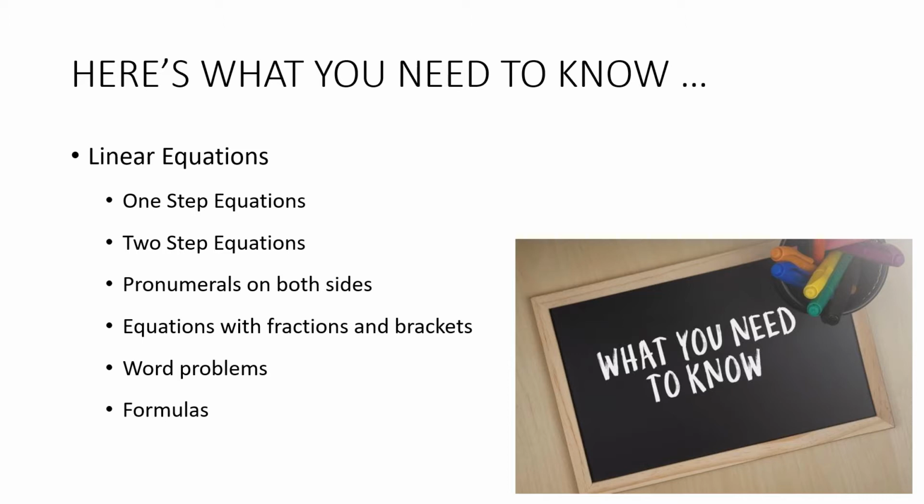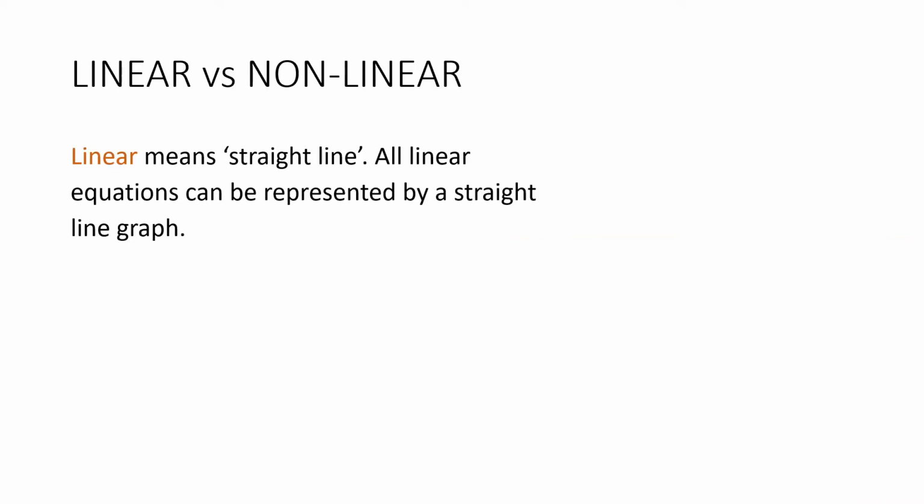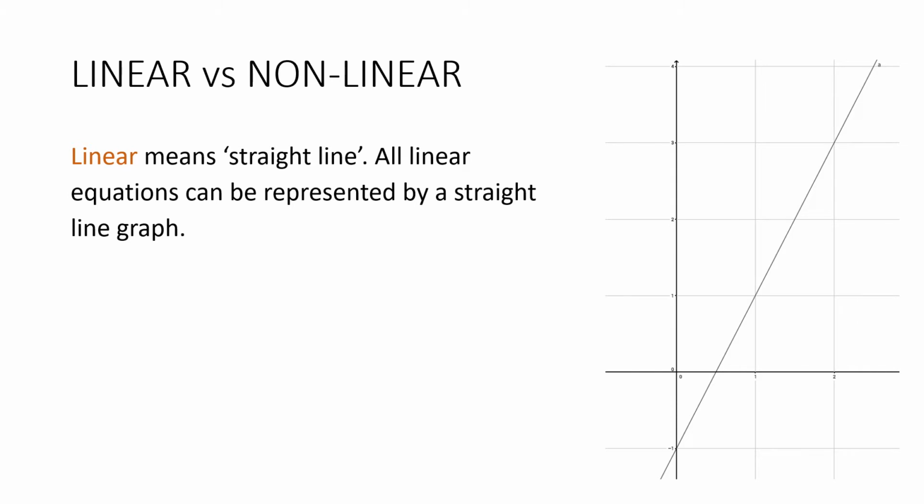Then we've learnt pronumerals on both sides, harder equations with fractions and brackets, word problems, and then equations resulting from formulas. So as I said, all of the equations we've learnt so far have been linear equations, and linear means straight line. All linear equations can be represented by a straight line graph, like this one.